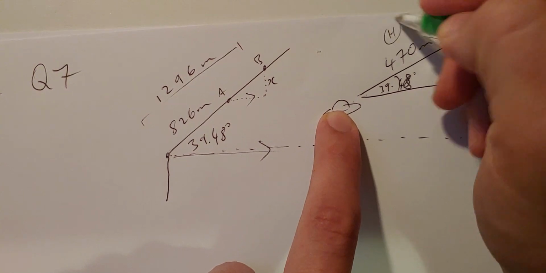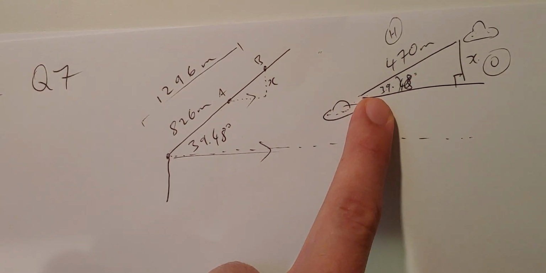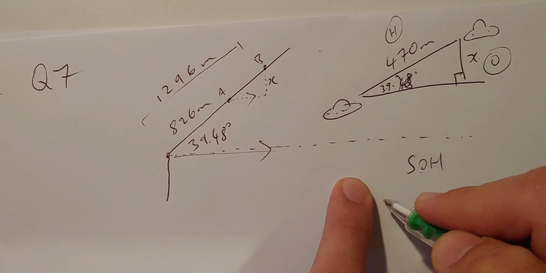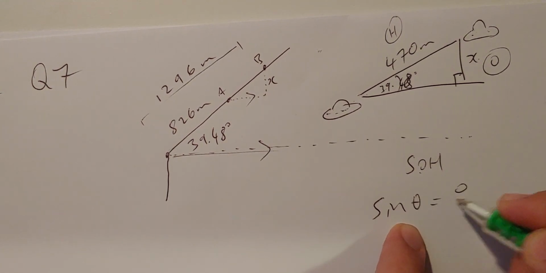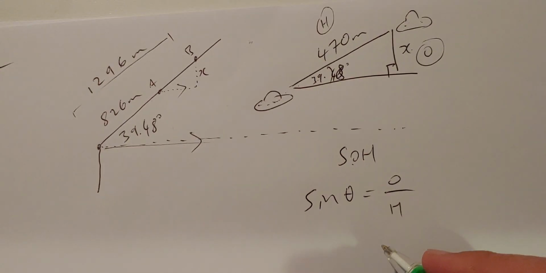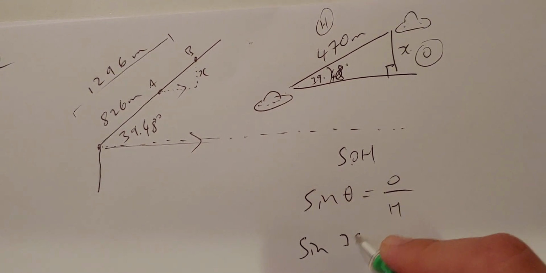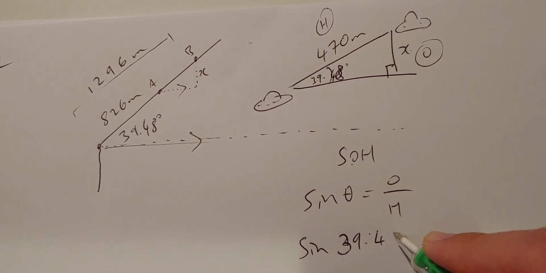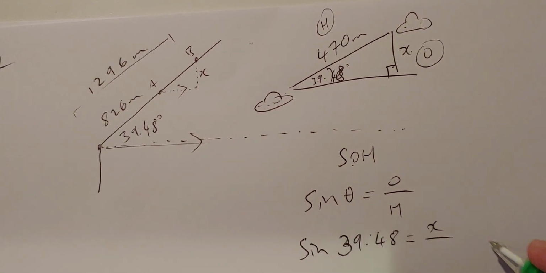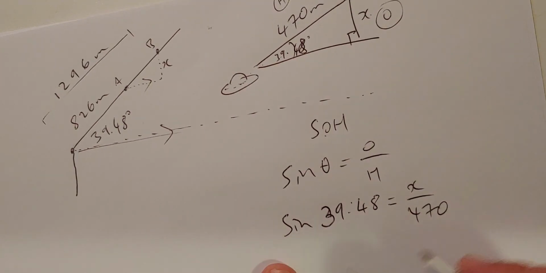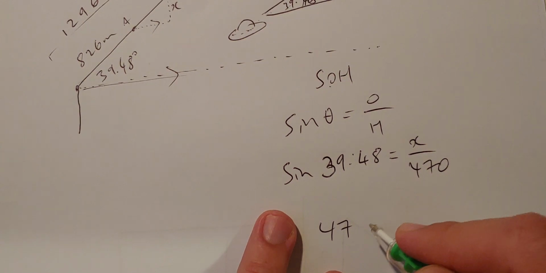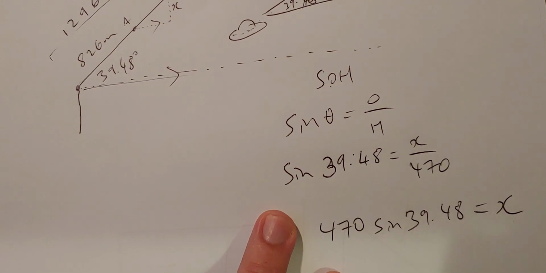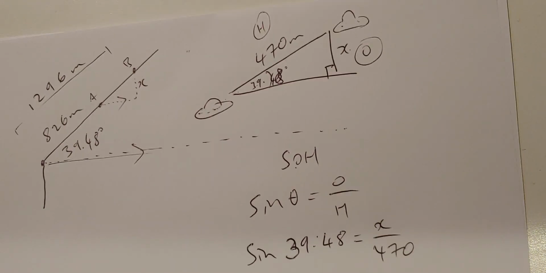So we have h, and from the angle we have to find o. So we're using o and h, which is sine of the angle: sine theta equals opposite over hypotenuse. Always start by doing this. We then say sine 39.48 equals x over 470. So 470 times sine 39.48 equals x. Hopefully that answers your question.